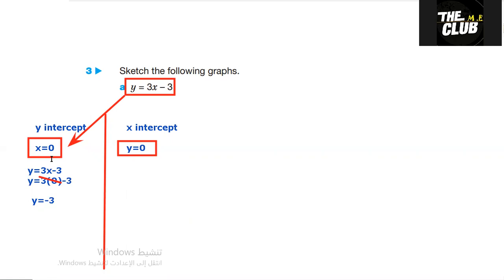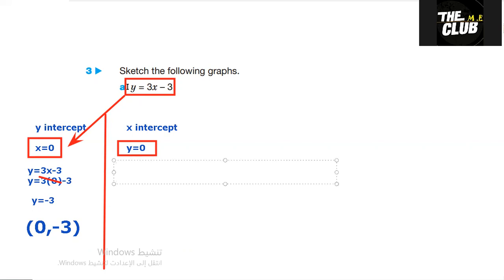We found the y-intercept. Now, let's put this as a coordinate. For the coordinate of the y-intercept, the x is always 0. So we put 0 and then a comma, and then we put the y, which is negative 3. This is the point of the y-intercept. We're going to do the same for the x-intercept. We're going to say y equals 0. So we're going to use this equation again.